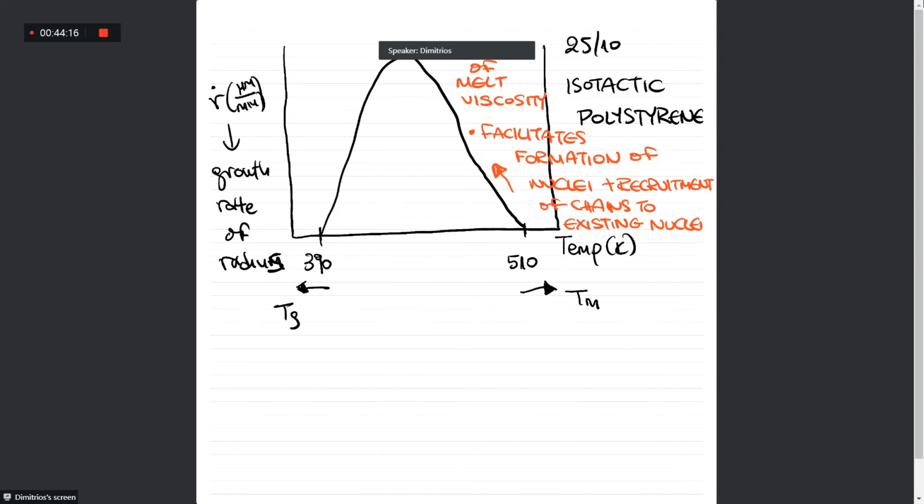So we cool down our polymer, we increase the melt viscosity, and we initiate nucleation and growth. What is growth? It is recruitment of chains to the existing nuclei until we reach that maximum point at a certain temperature. It doesn't really matter. And then from this maximum point, we have a decrease of the growth rate. Why is that? Because the thermal motion is too small; the thermal energy is too weak to recruit more chains.